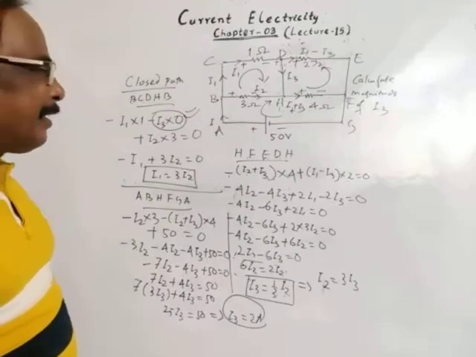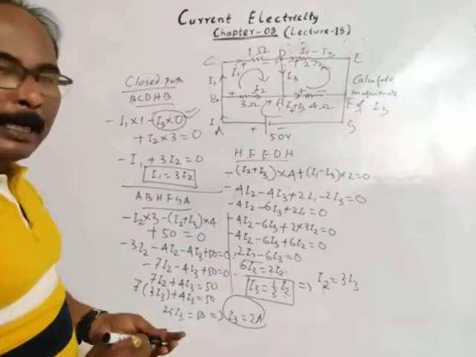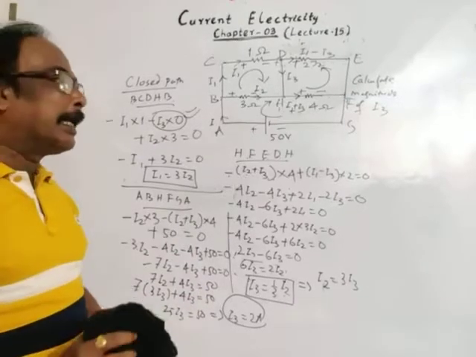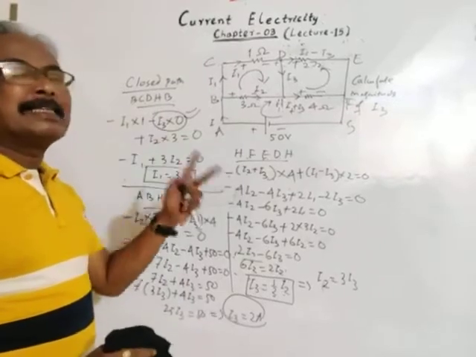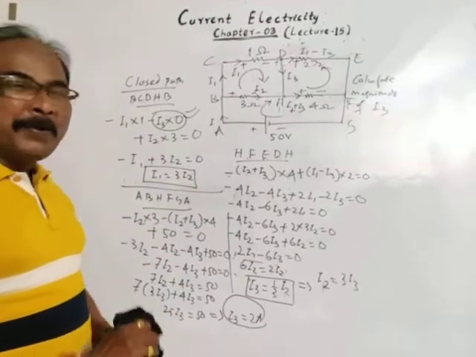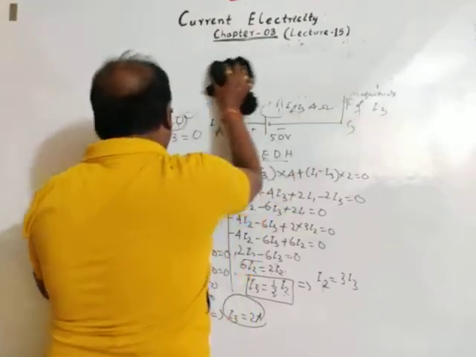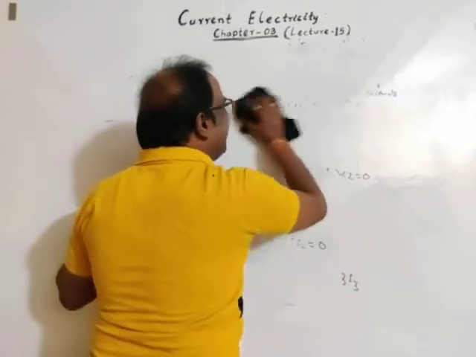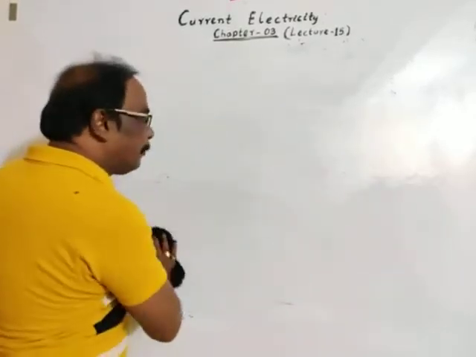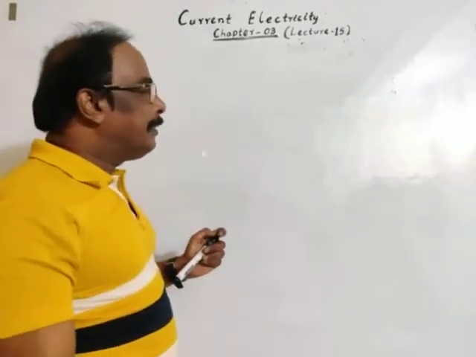Is it clear? Too easy. Just apply the loop rule. This is very easy. Then second numerical we will go. Can I erase it? Is it clear? Take screenshot. 1, 2, 3. Okay. Next numerical. Just apply Kirchhoff's laws in a similar way. You will get your answer. These are very easy.